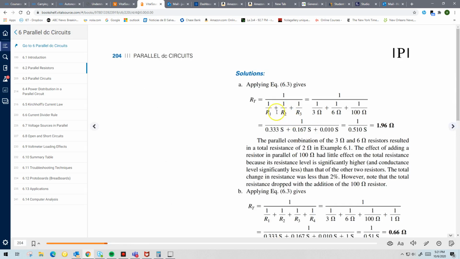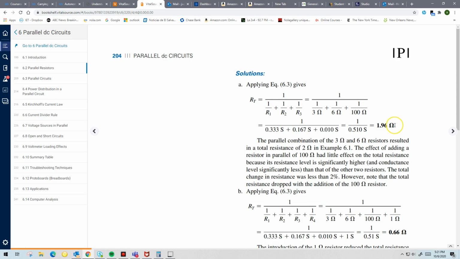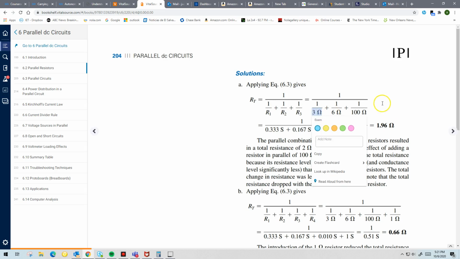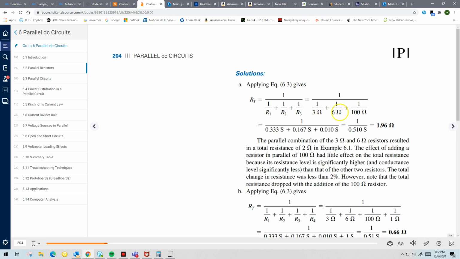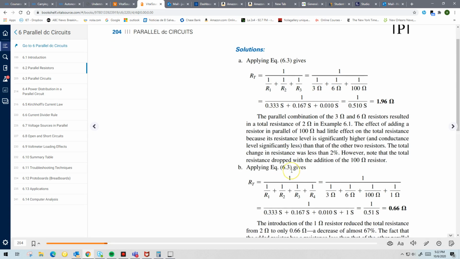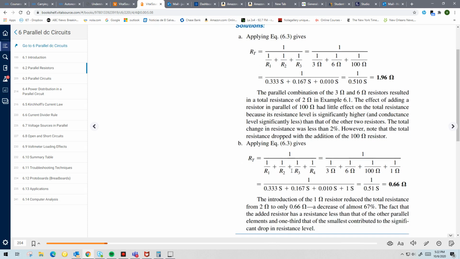So if I take the reciprocals of each, 1 over 3, 1 over 6, 1 over 100, and add the results, and then take the reciprocal, I get my final total resistance: 1.96 ohms. I didn't predict the value, but I knew it was going to be less than 3 ohms and closer to the smallest resistance, in this case, the 3 ohms. So it's closer, more like 2 ohms.